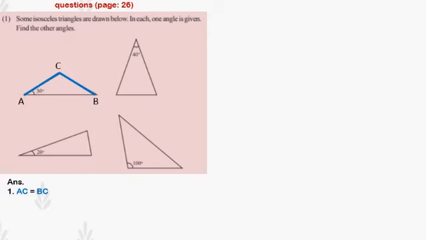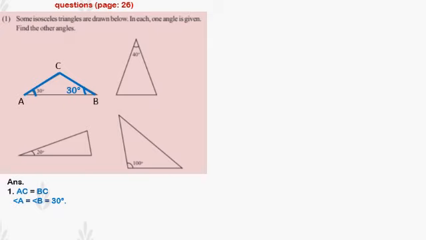We know ABC is an isosceles triangle. Based on the general principle, we can say if two sides of a triangle are equal, then the angles opposite to the equal sides are equal. So we can write angle A equal to angle B equal to 30 degree, because angle A equal to 30 degree is given in the question. So we can write angle B also 30 degree.